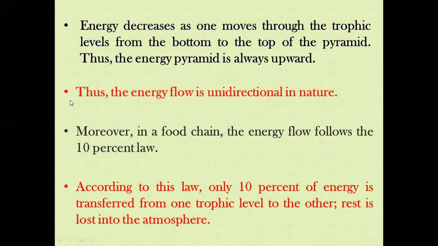Also, in a food chain, the energy flow always follows the 10% law, which I just mentioned when I was explaining the pyramid. According to this law, only 10% of energy is transferred from one trophic level to the other. The remaining energy is used by the organisms for their own needs.